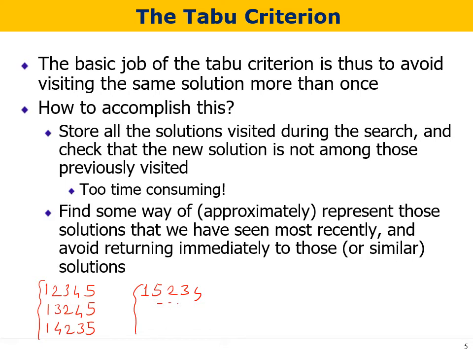Whenever we search for a new solution, let's say 1, 3, 2, 4, 5, in order to understand if this solution is already searched or not, we will compare it with each one of these. Is it identical with this one? No. Is it identical with this one? Yes. So it is taboo. So store all of them and check one by one.